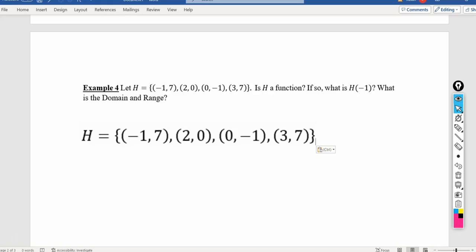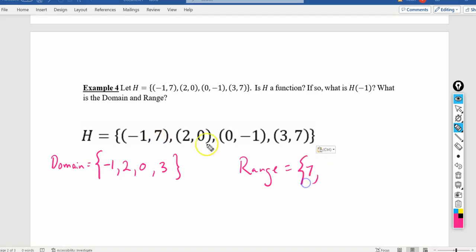What if you asked what's the domain and the range? Why don't we start with that? So it's definitely a relation, and all relations have domain and range. So the domain is going to be the set of first entries, and so I'm going to have -1, then 2, then 0, then 3. And the range is going to be the set of second entries. So I've got 7, 0, -1, and then 7, but 7's already in my set. And remember from our set notation, you can't have repetitions. So that's my domain and my range.